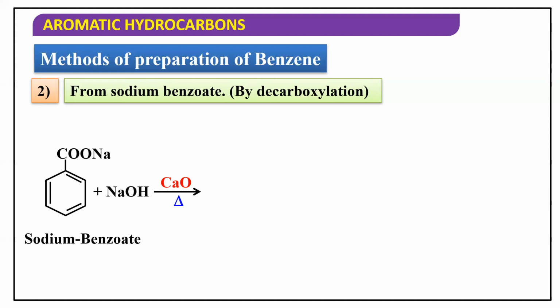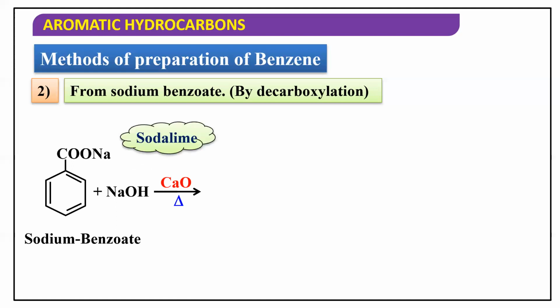Very important. I want you to remember this. So you'll come across this in your second year as well. Soda lime is a very good decarboxylating agent. It removes carbon dioxide from any given molecule. Now, what is the composition of soda lime? It's a mixture of sodium hydroxide and calcium oxide.